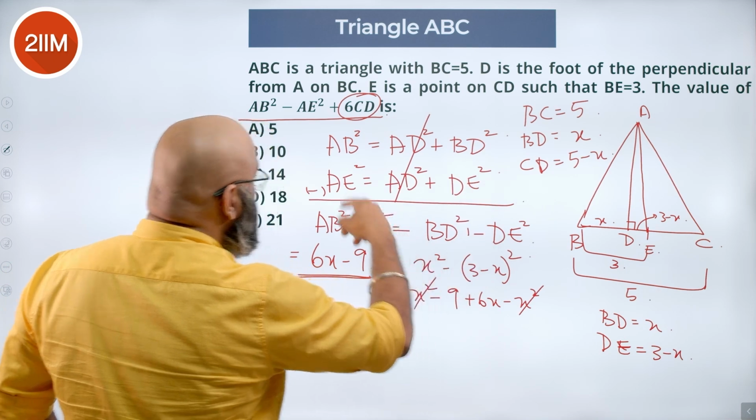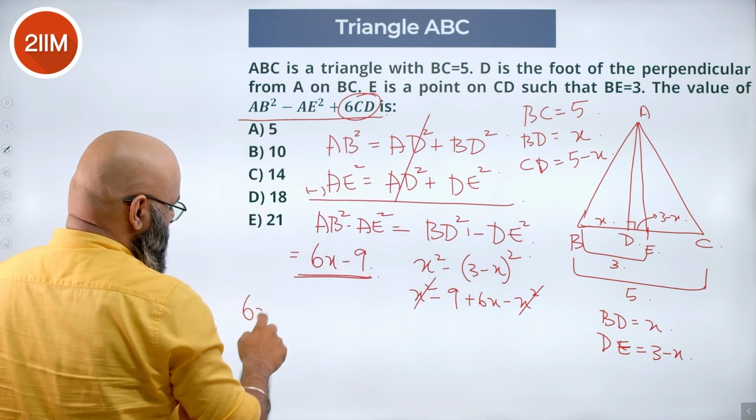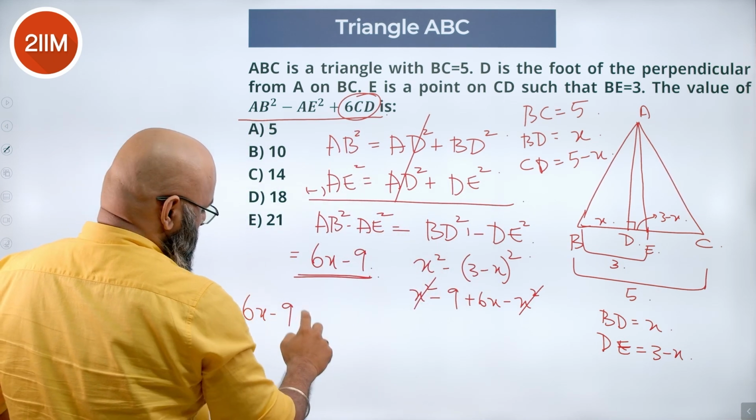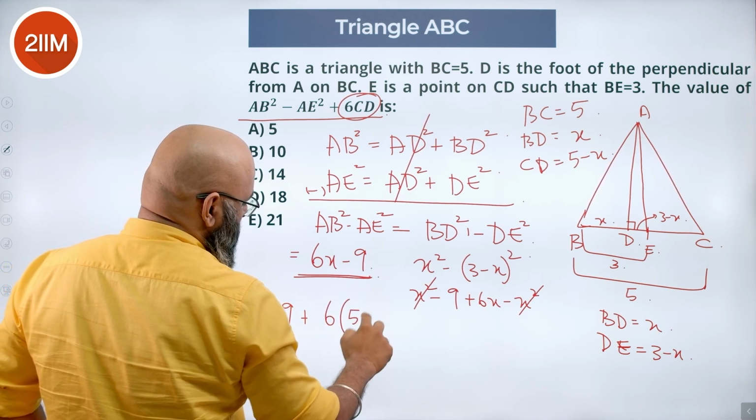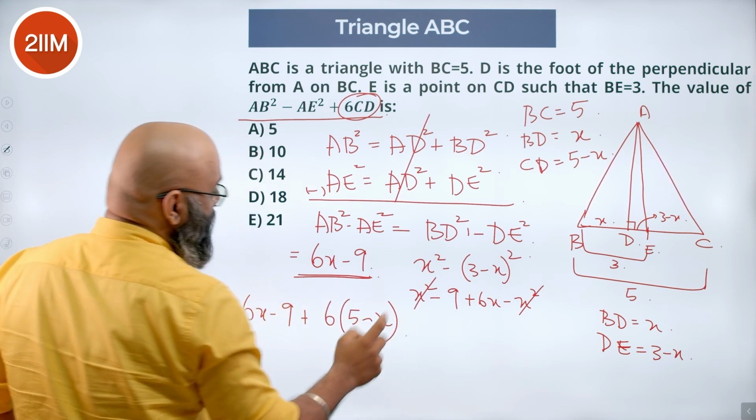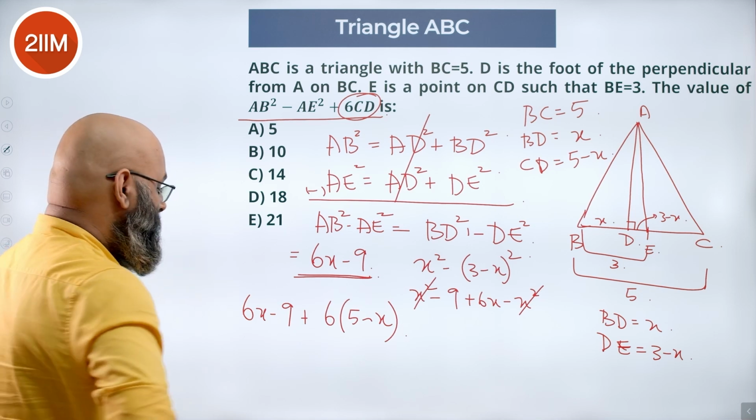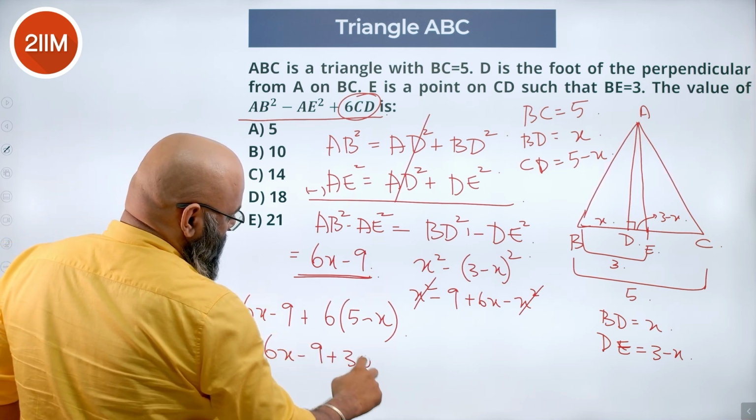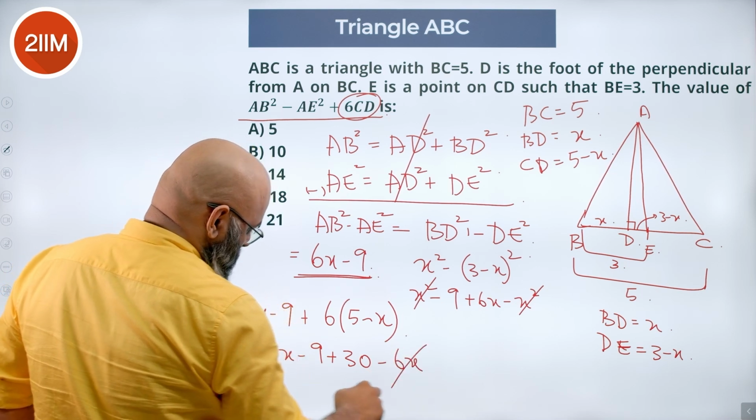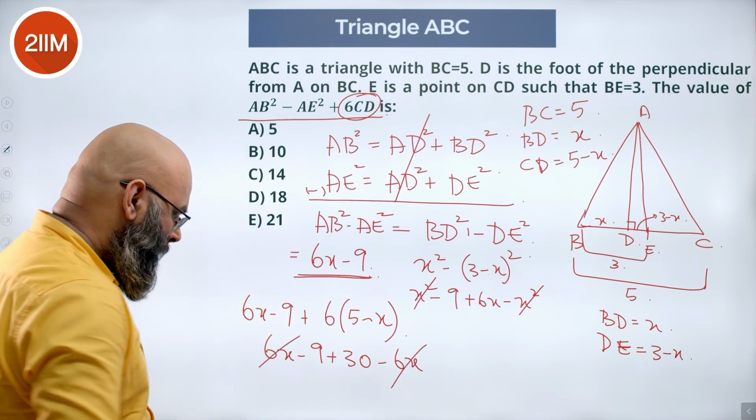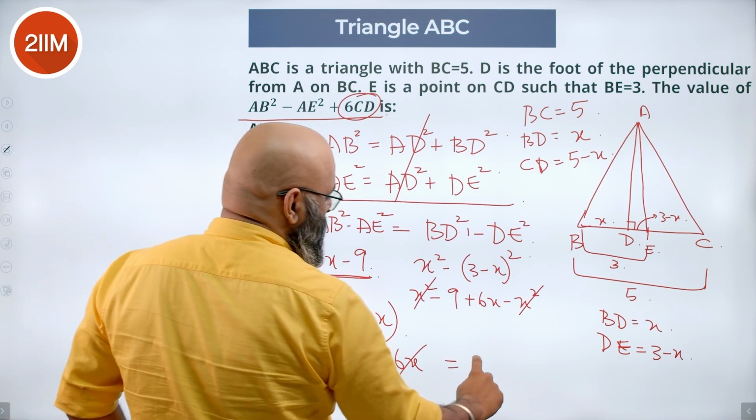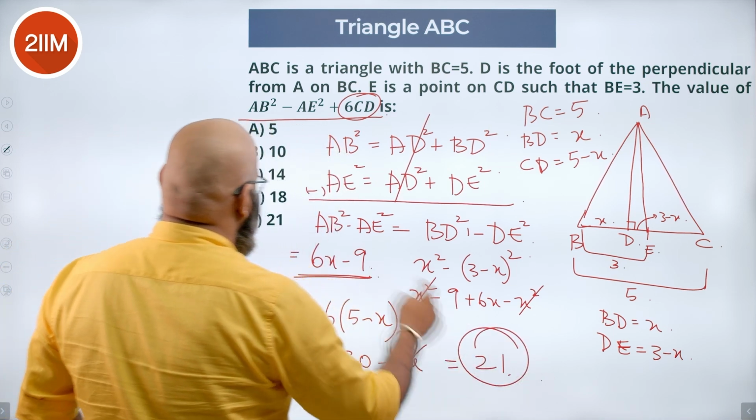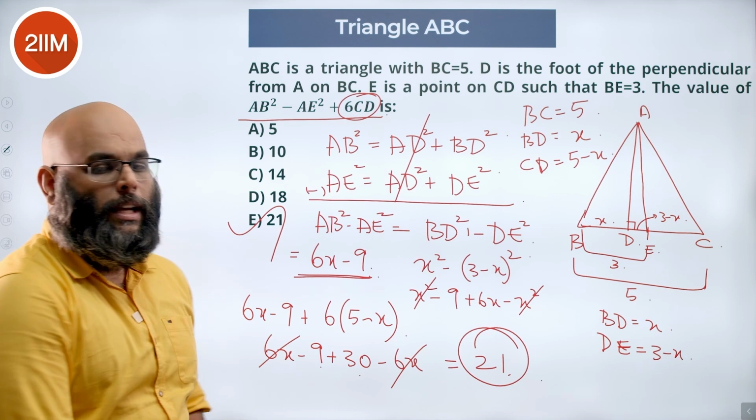Now we substitute this part over here. You get 6X minus 9 plus 6 into 5 minus X. CD is nothing but 5 minus X. So 6X minus 9 plus 30 minus 6X. Minus 6X plus 6X goes off. 30 minus 9 gives you 21. So option E.